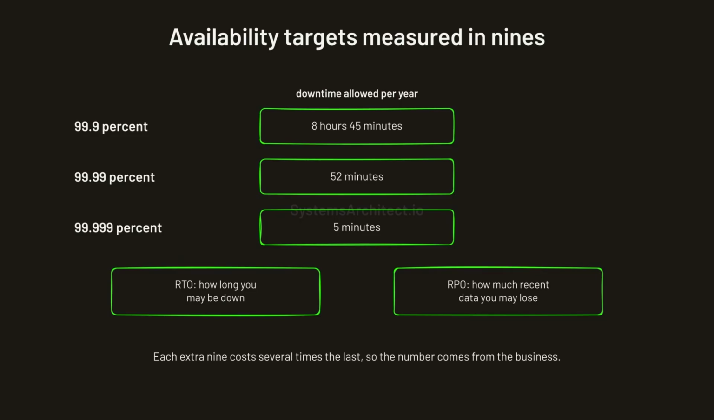Four nines, or 99.99%, allows roughly 52 minutes a year. And five nines, or 99.999%, allows about 5 minutes a year. Each additional 9 typically costs several times the last one. The number should come from the business, not from ambition.